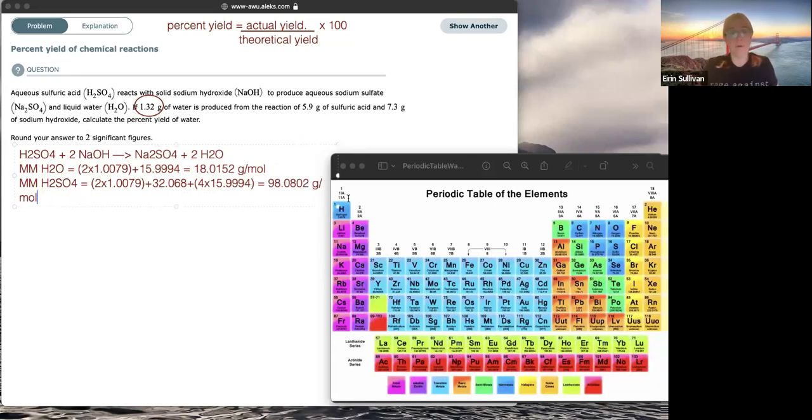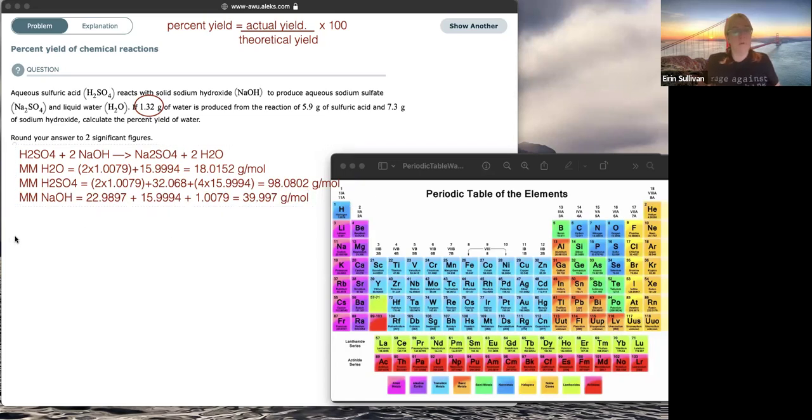And then we need the molar mass of the sodium hydroxide, NaOH. Sodium is 22.9897. That will do, that's plenty of sig figs. Plus oxygen 15.9994 plus hydrogen 1.0079. So 22.9897 plus 15.9994 plus 1.0079 gives me about 39.997 grams per mole. All right, so now we're set up.